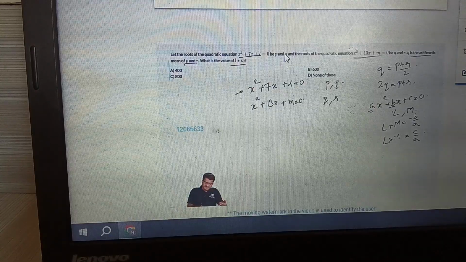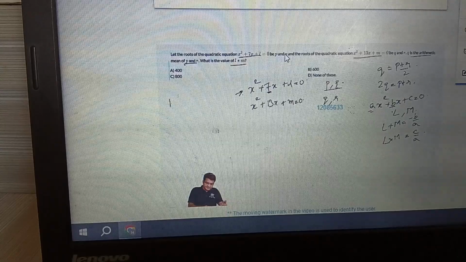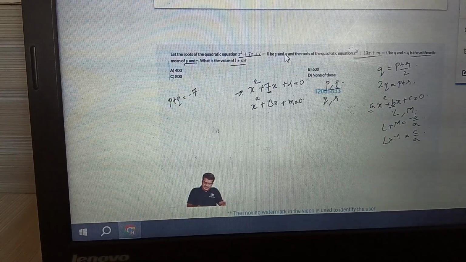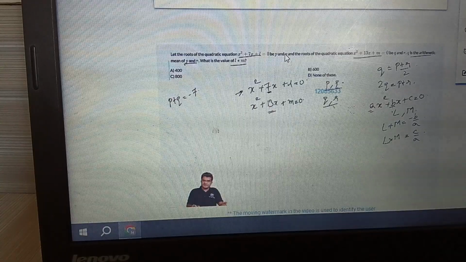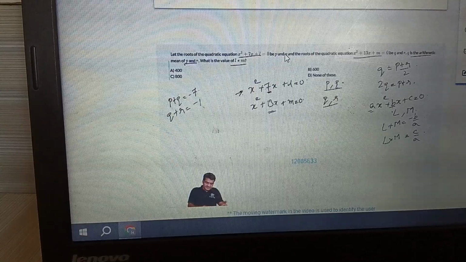So in the first equation we know that the sum of the roots P plus Q is equal to minus 7. And in the second equation we know that the sum of the roots, that is Q plus R, is equal to minus 13.